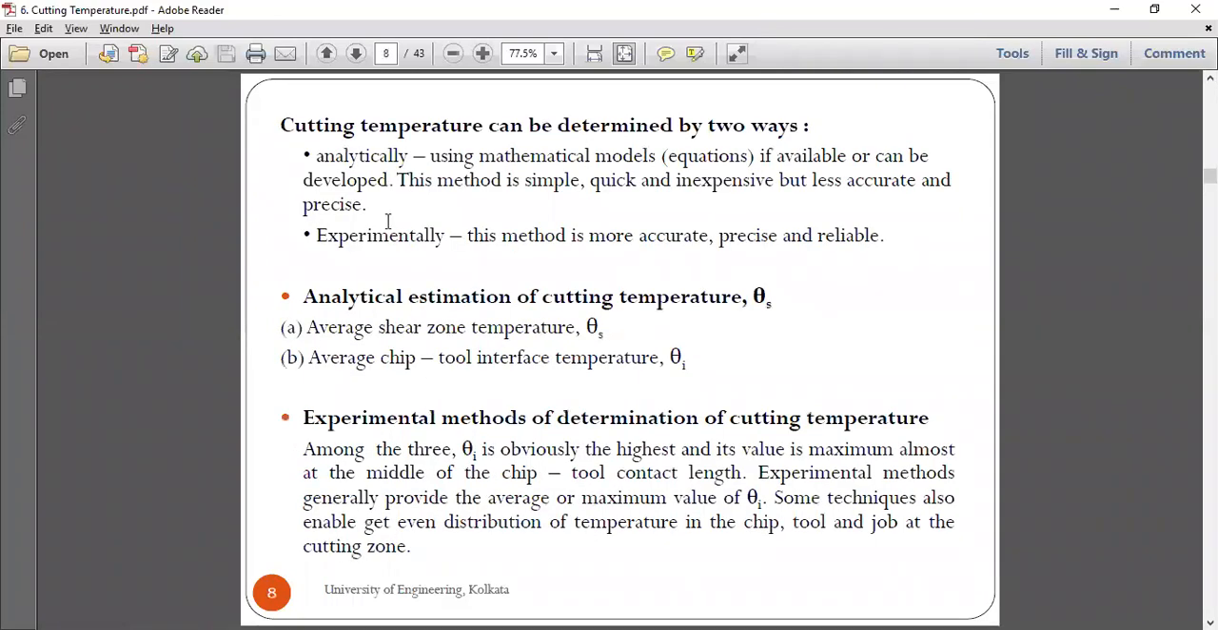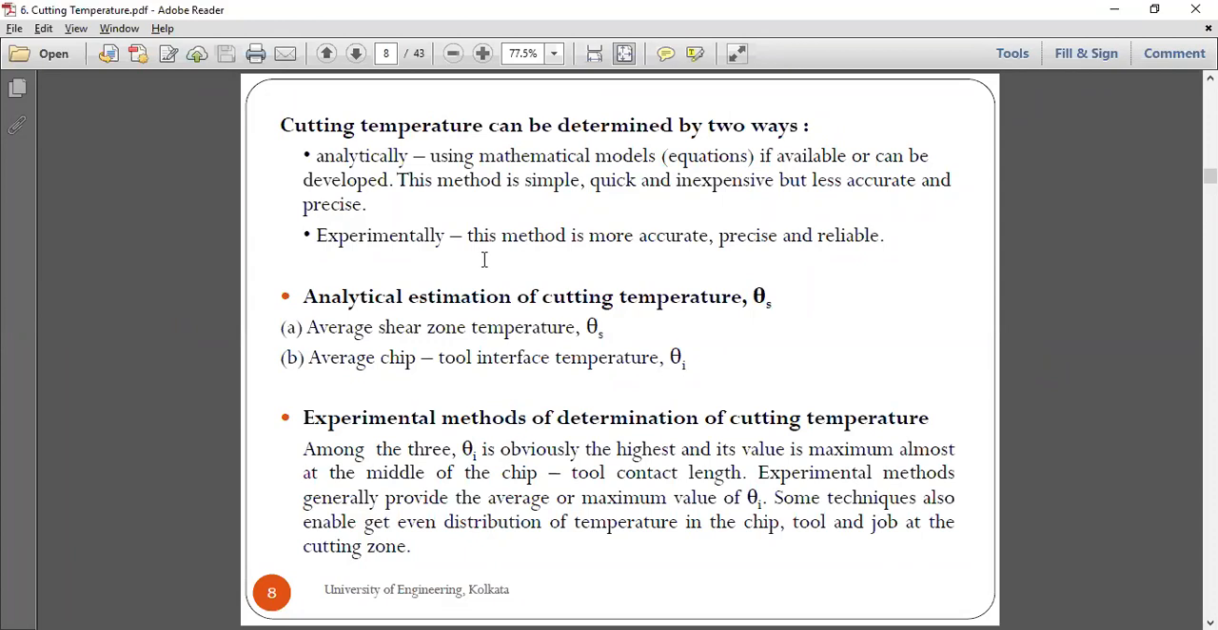Okay, now the cutting temperature can be determined in 2 ways: analytically, that is using some theoretical equations, some relations. Okay, and then experimentally by the use of some thermocouple, some experimental setup. Analytical methods are not really that accurate, because they do not give us a real-time picture of what exactly is happening. However, experimentally, we can find out the exact value of the temperatures.